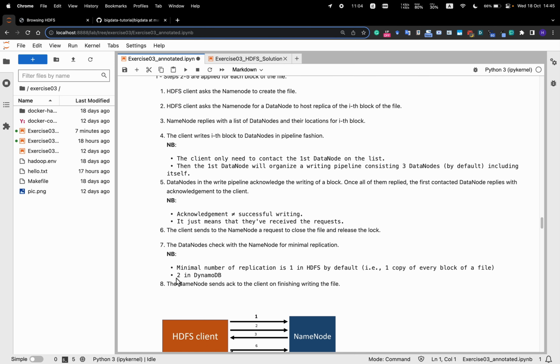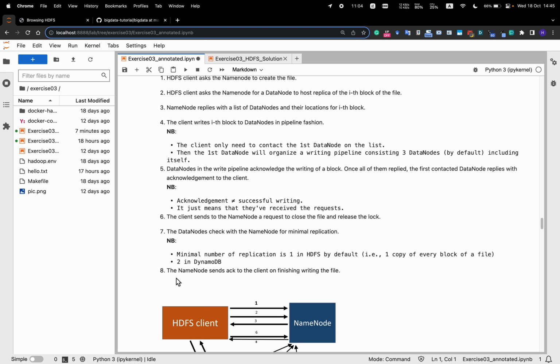Pretty complicated. So first, the client sends a request to the name node saying that I want to create this file, because the name node first needs to register it in the hierarchy, right? To create that file in the file namespace. And then the client asks the name node to host the next block of that file. And the name node will, as we said, reply with a list of locations sorted by distance.